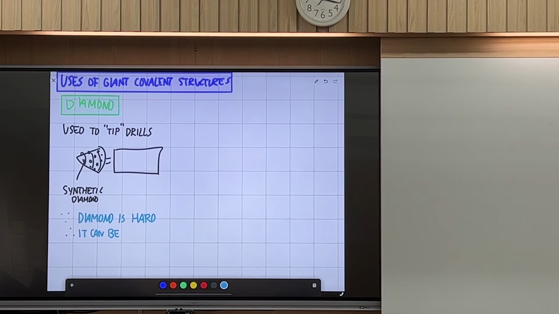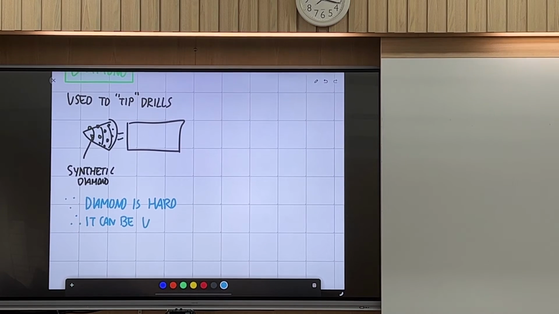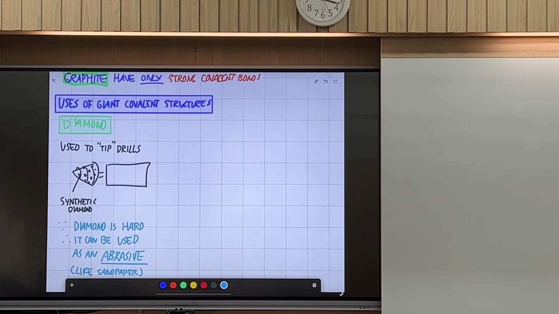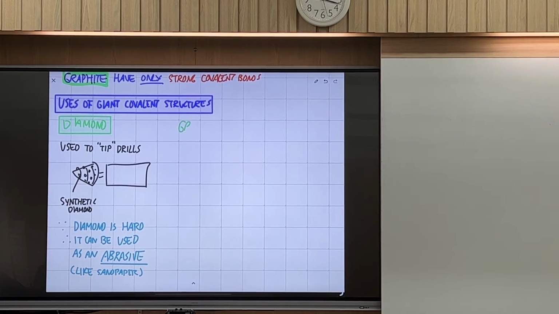So theoretically, you can use diamond as an abrasive. Even if you're not going to use this term in exam, make sure you understand what that means. Like sandpaper. Okay, so abrasive is something you use to polish surface. That's what abrasive means. And then we have graphite.